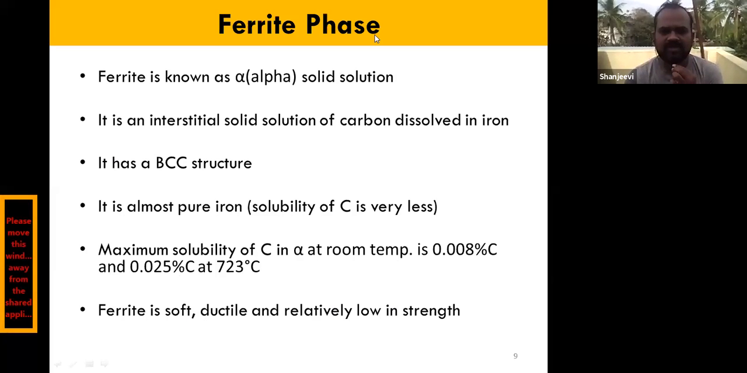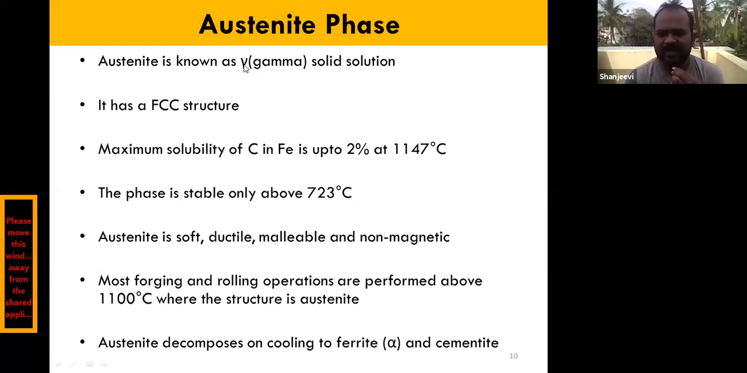If we talk about the austenite phase, austenite is represented as gamma, as I already said to you. It has an FCC structure, with a maximum of 2% carbon in iron, and at this temperature it forms austenite at maximum. It is soft, ductile, malleable, and non-magnetic. If you want to do forging or rolling operations, this temperature is maintained at 1000 degrees Celsius. When we are further decreasing, austenite will be formed.